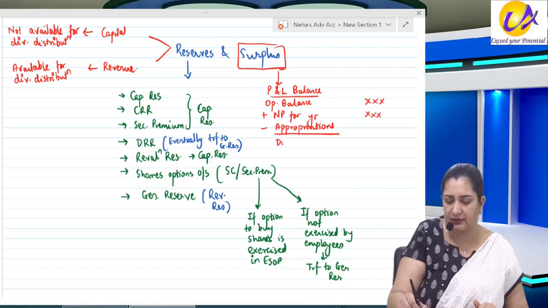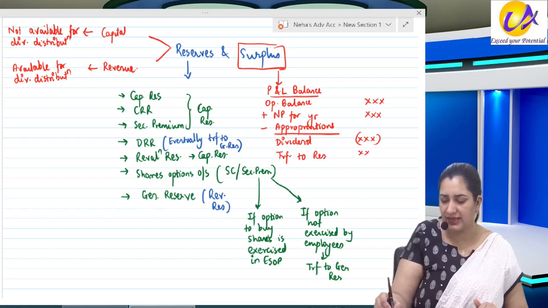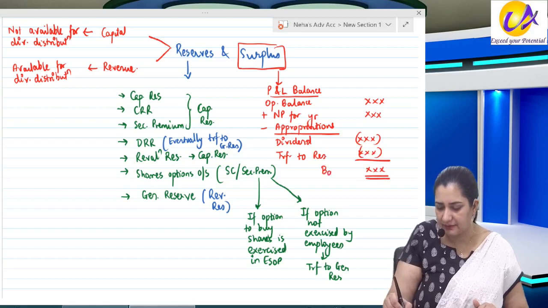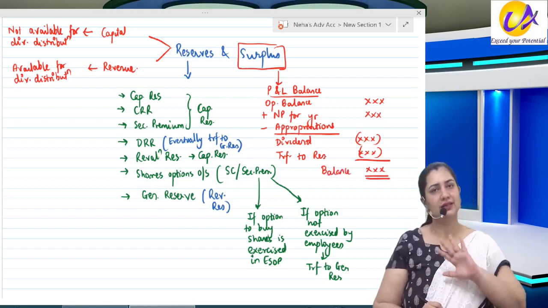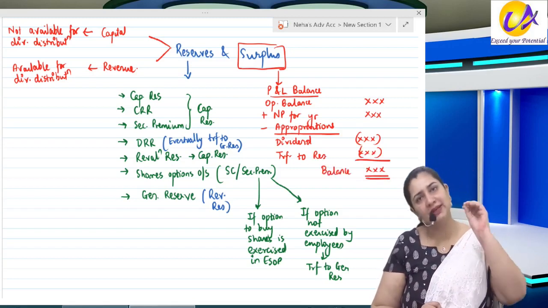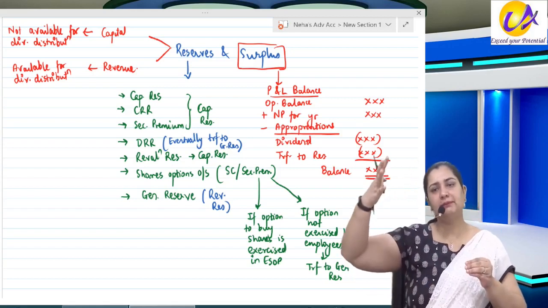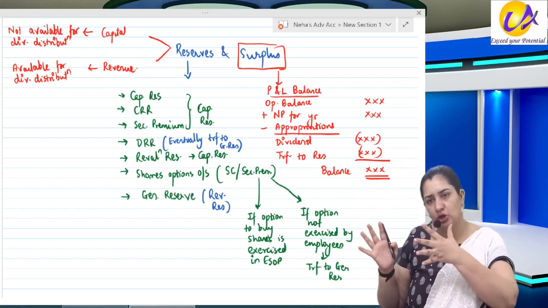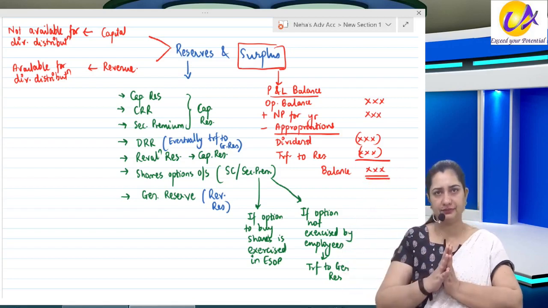We can have dividend, which is paid. Or we can also have transfer to reserves. And this net balance is shown as surplus. So it is your P&L balance only. Opening plus your profits for the year minus any appropriations and transfers. The closing balance is what is shown here.